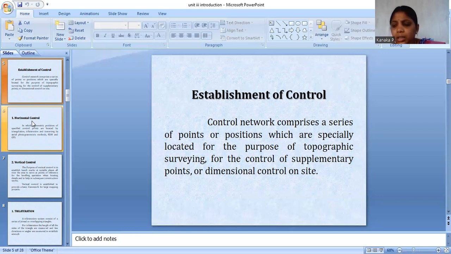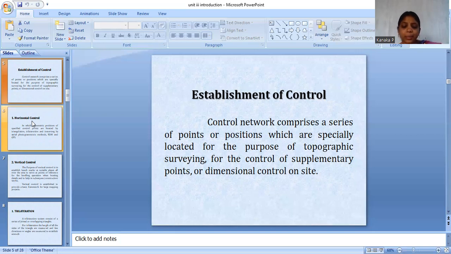Horizontal control points: the purpose of establishing horizontal control is to prevent excessive accumulation of error. This control forms the basis of the survey from which the contours or other features are located. Horizontal control is established by triangulation or the traversing method.